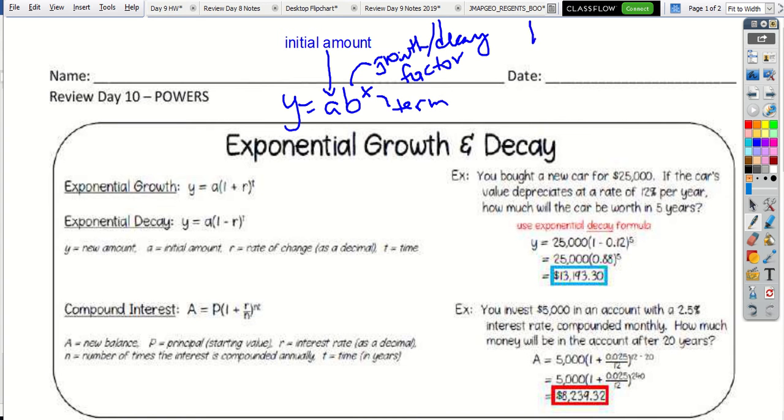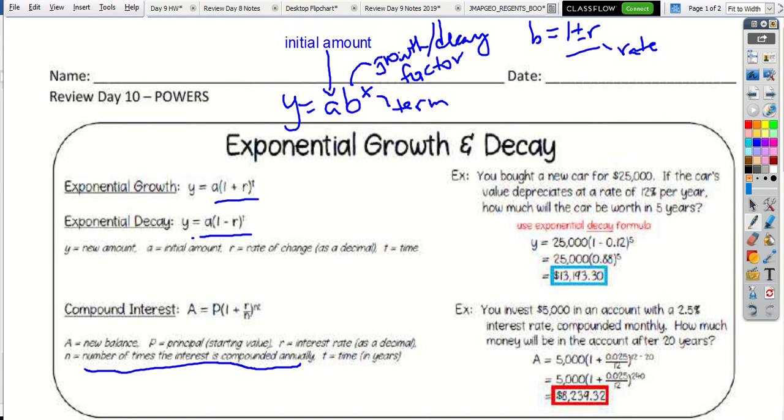Now the growth and decay factor b is equal to either 1 plus or 1 minus r, where r is the rate, expressed as a decimal, not a percent. So in exponential growth, it's 1 plus r to the t, and in decay, it's 1 minus r to the t. So that's where the 1 plus r, 1 minus r comes from. The compound interest formula for money is P, which is principal, times 1 plus r, the rate, divided by n, which is the number of times you're compounding the interest in 1 year. And that's raised to the n times t, where t is the amount of time.